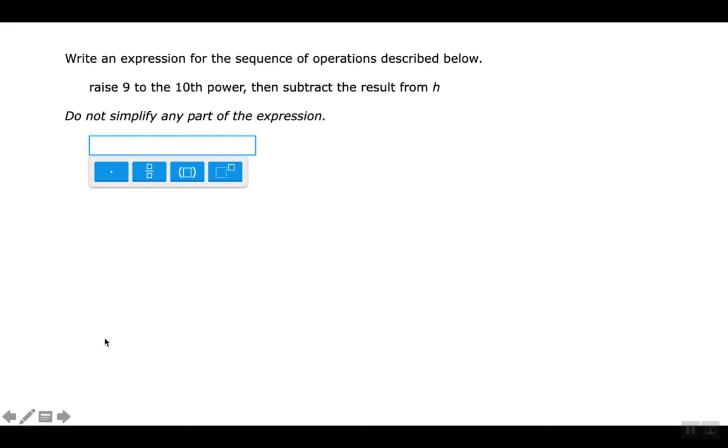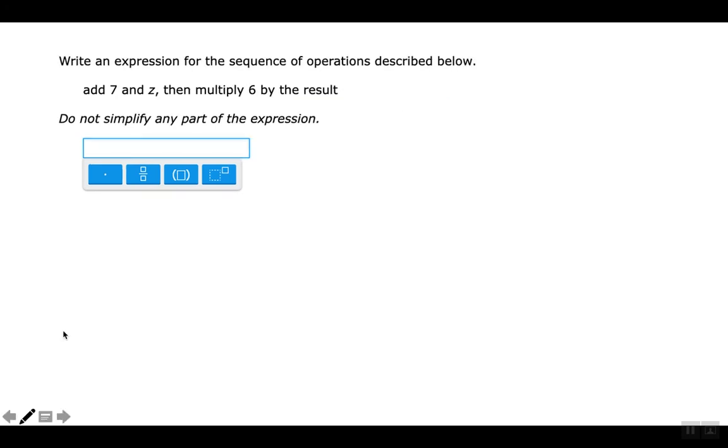All right. So raise 9 to the 10th power, then subtract the result from h. Subtract the result from h. Tenemos que restar el resultado de h. So you're going to write it like this. If you're subtracting from h, you write it like that. That would be the correct answer. Así se escribe la respuesta correcta. I'm about to finish this because you guys are probably waiting for me on Zoom right now.